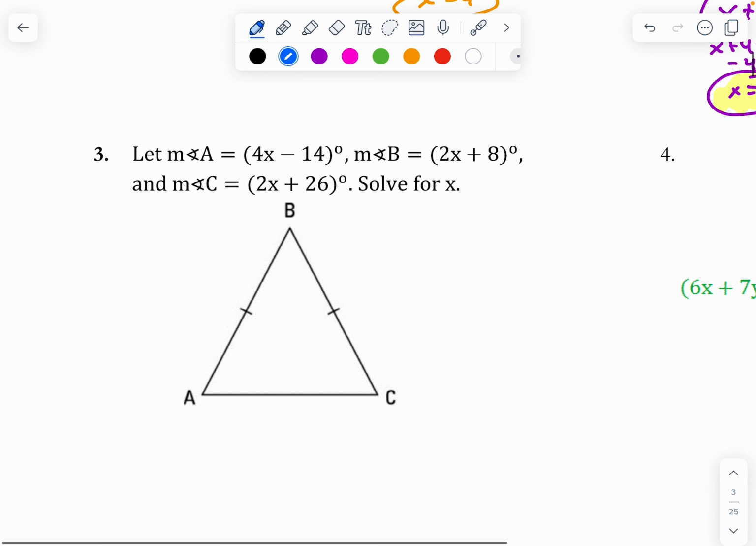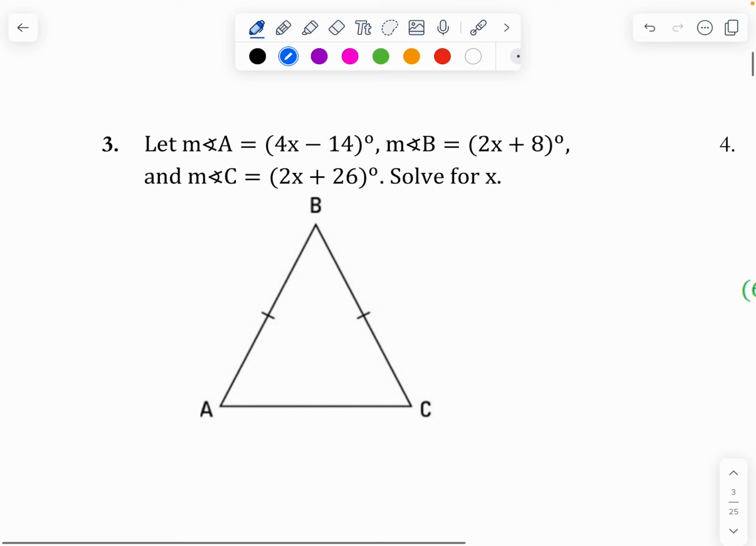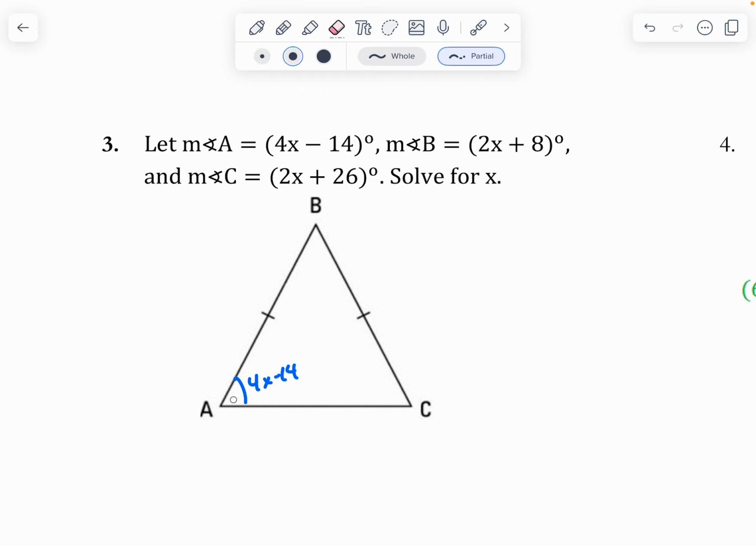So two more. Final angle A is 4x minus 14. Angle B is, actually, I'm not going to write anything here. Angle B is 2x plus 8. And angle C is 2x plus 26. We have to solve for x. So let's see if we can figure this out.